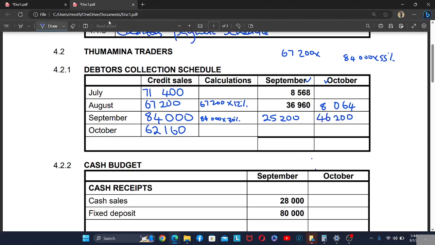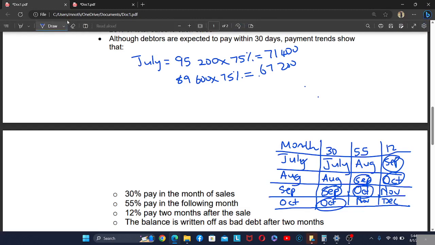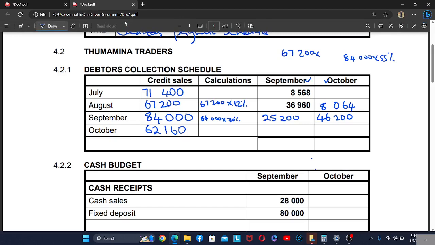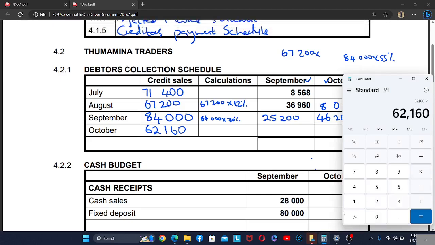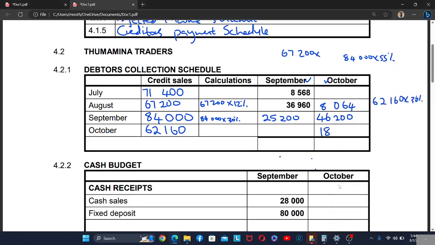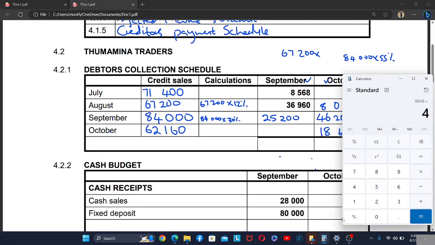Now the last one, October. For October credit sales, 30% will be paid in October. So we just multiply by 30%. 62,160 multiplied by 30% is going to be 18,648. Right? Yes. Then we are going to add them.